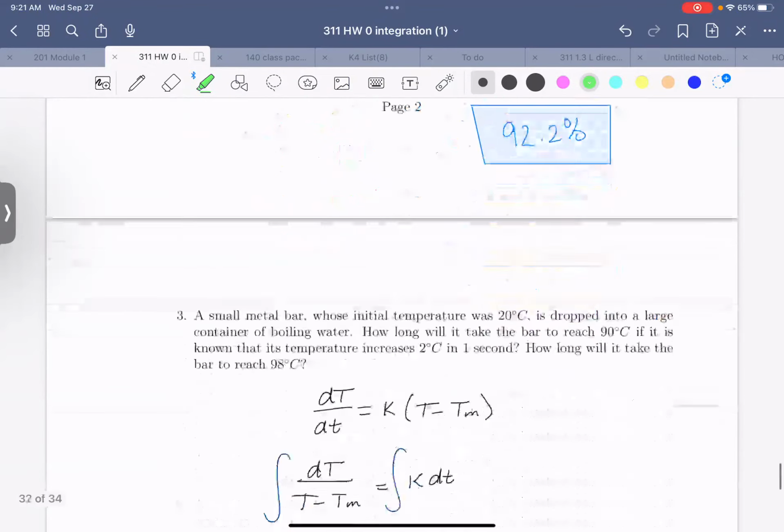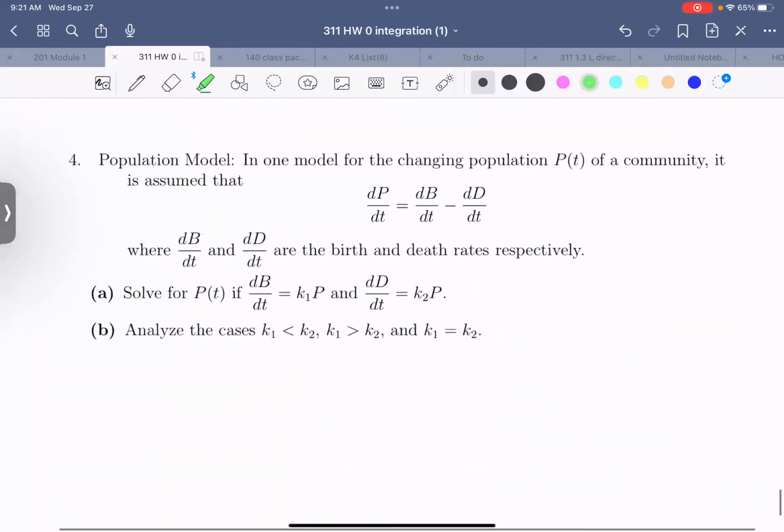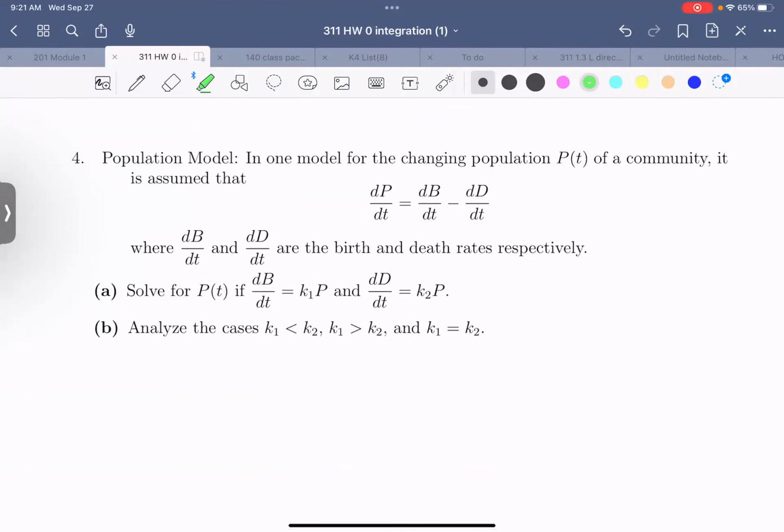Okay. Then let's go ahead and jump down to number 4. This one's a little bit different. Still modeling population, still using rates and differentials and those kinds of things. But in this case, it asks for something different, okay? So in this case, we're going to work with both a birth rate and a death rate. And you can see how these population models can increase in complexity pretty quickly, right?